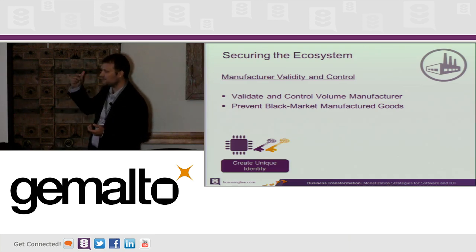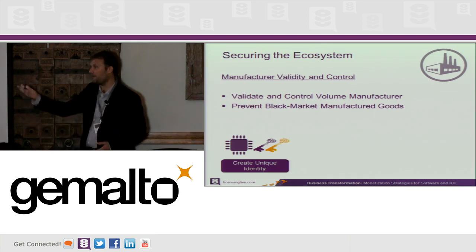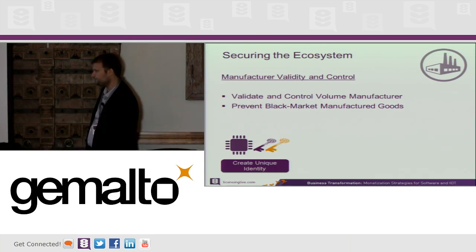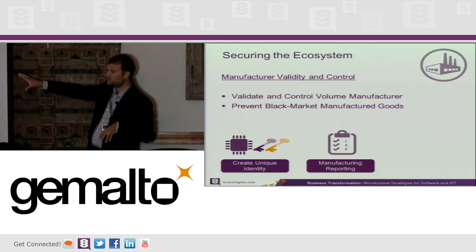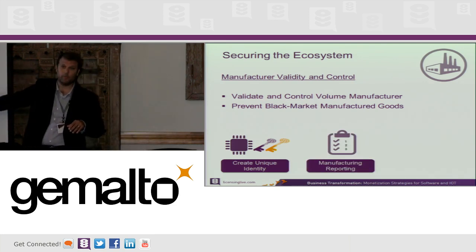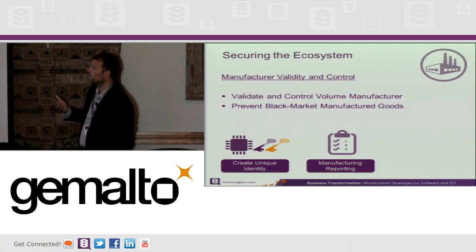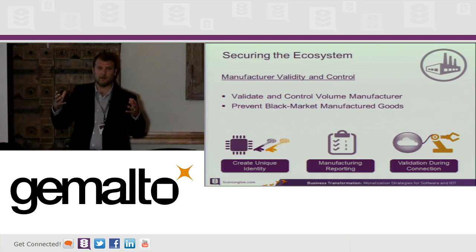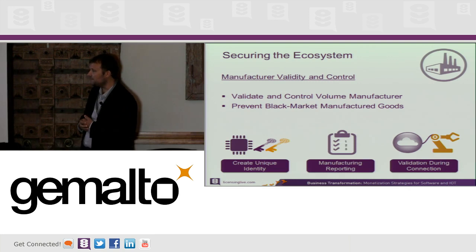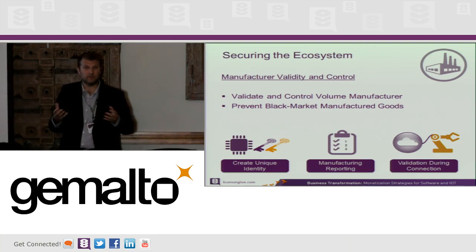So as I mentioned before, we want to create a unique identity. We don't want to be spoofable. So we use cryptographic secrets to create that unique identity. Then we want to ensure that our volume manufacturers have an easy way to report what they built. Why do I care about just the reporting aspect? Because when we're talking about this ecosystem, we're talking about devices that are connected to the outside world, this connected world. We don't want the volume manufacturer to actually have a device that can be used.